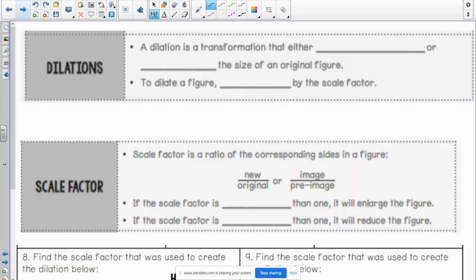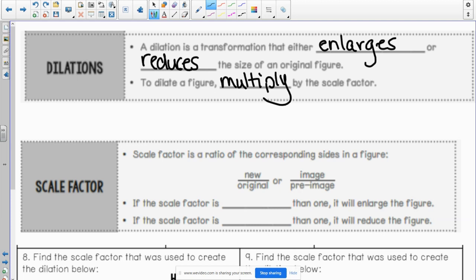So we're going to start with some vocab here. So what exactly is a dilation? A dilation is a transformation that either enlarges or reduces the size of the original figure. And to dilate a figure, the math we're going to do over and over here is to multiply. So multiplication is what we'll mathematically do to be able to do our dilations.